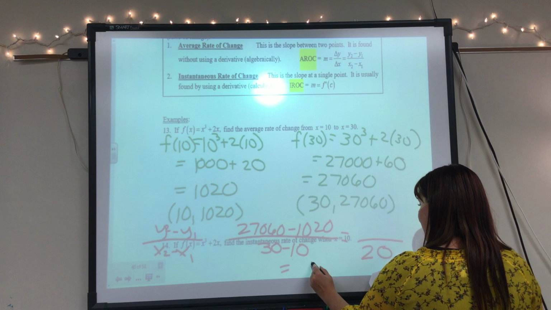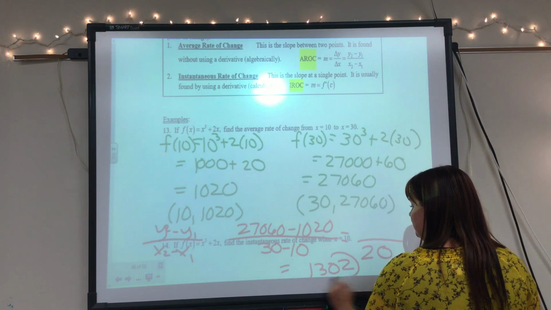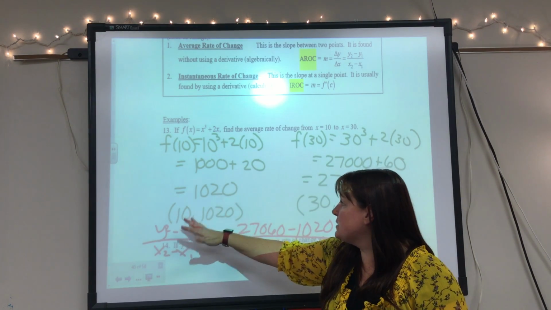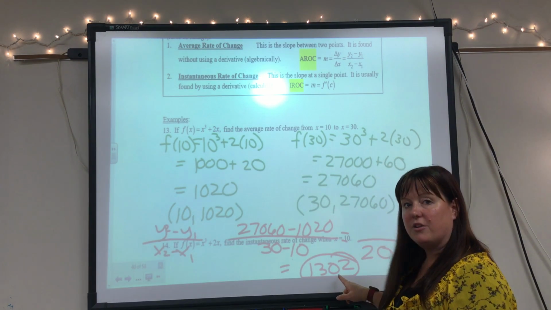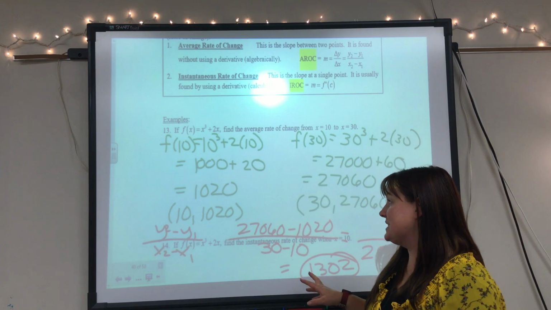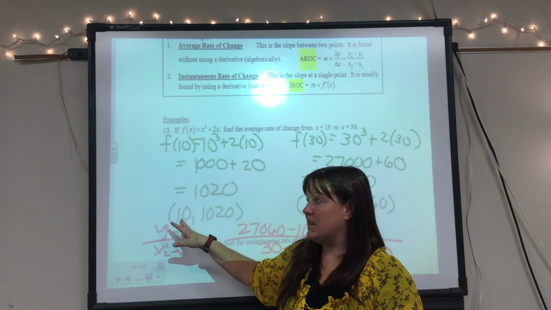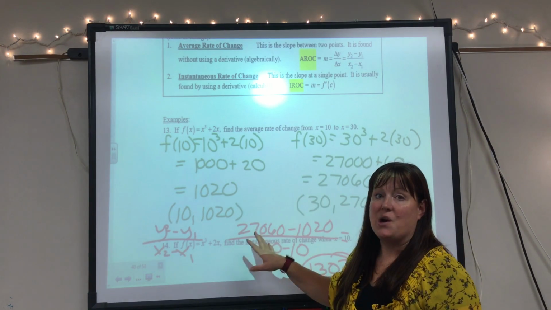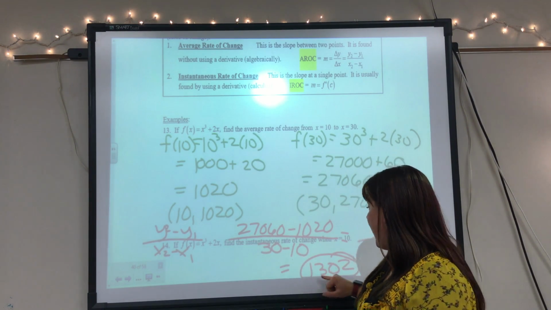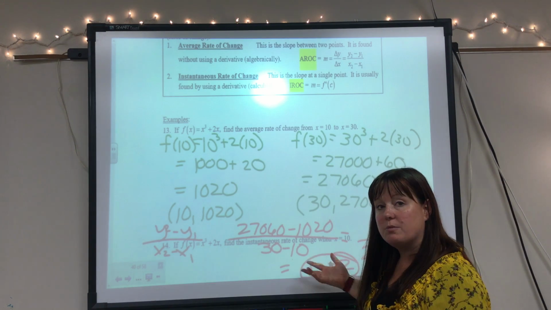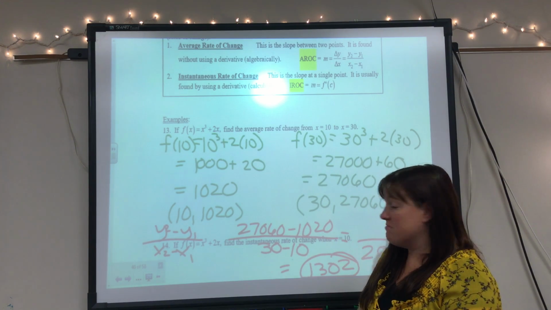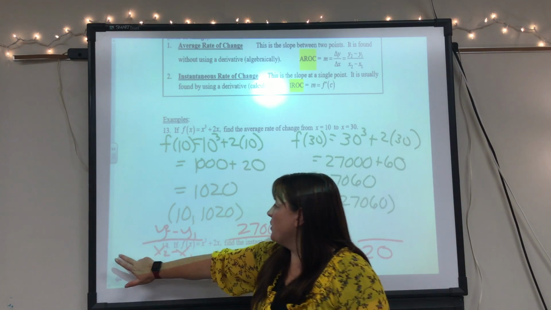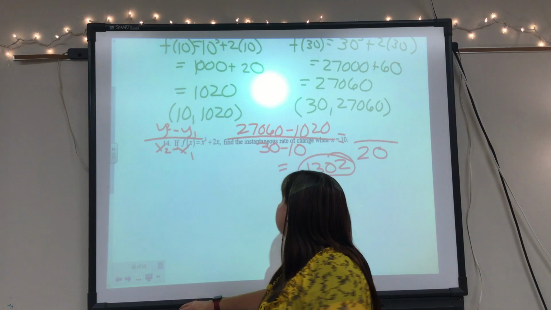It gives me 1,302. So the average rate of change from this point to this point is 1,302. So if I was saying at time 10 minutes, I was this far, and at time 30 minutes, I was this far, how fast was I going on average? I was going 1,302 miles an hour, which, yeah, that's fast. But that's what we're talking about.